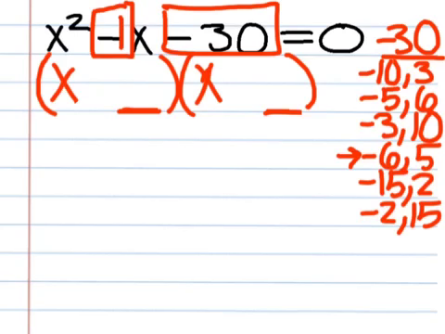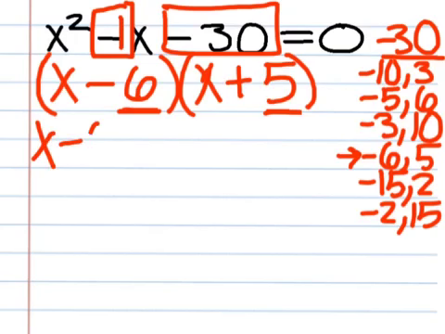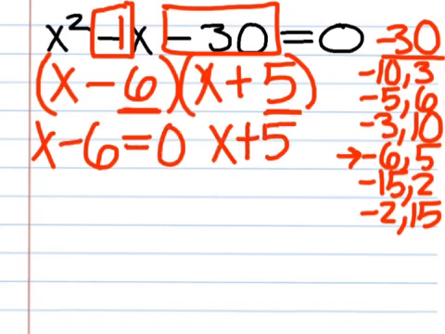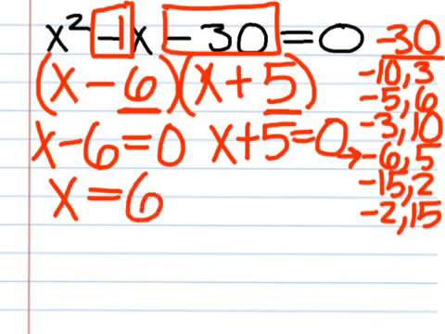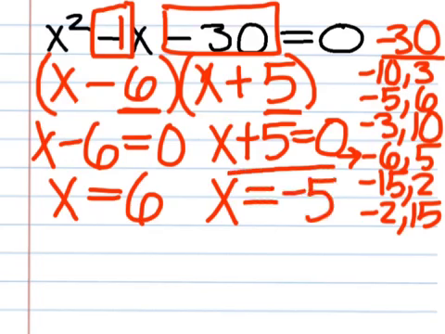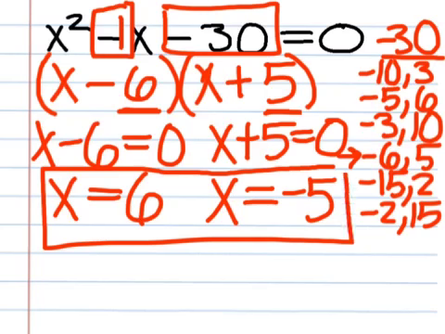-6 and 5 is going to give us -1 when we add them together. So that means we have x minus 6 and x plus 5. Now we need to set these equal to 0 and solve for x. We do x minus 6 equals 0 and x plus 5 equals 0. Add 6 to both sides here. We get x equals 6. Subtract 5 from both sides here. We get x equals -5. And that is our final answer.